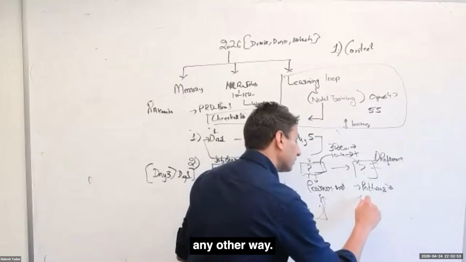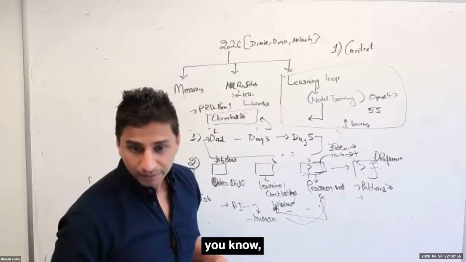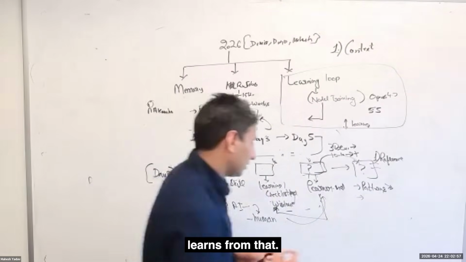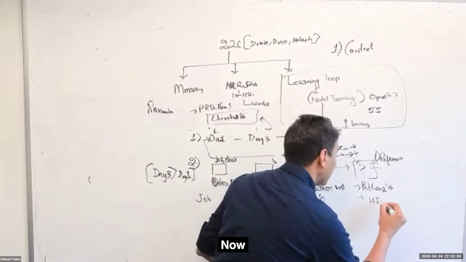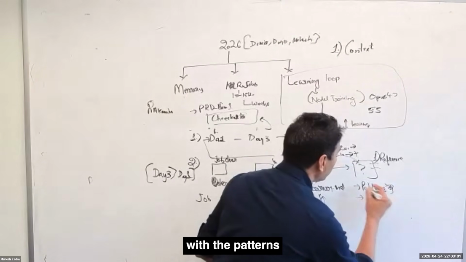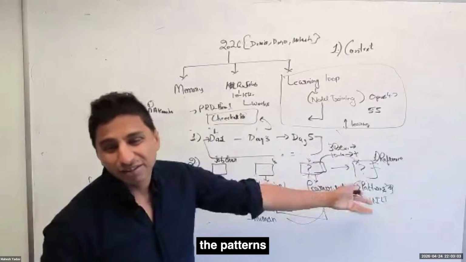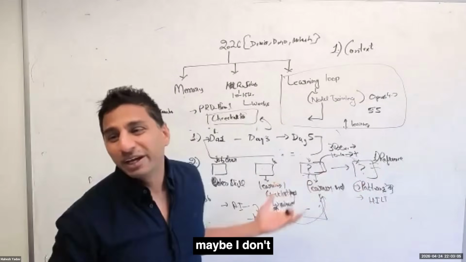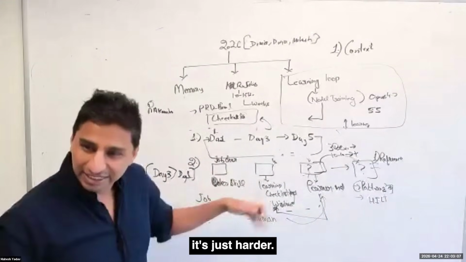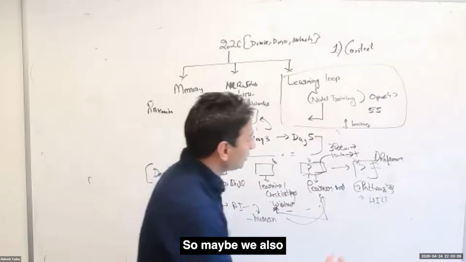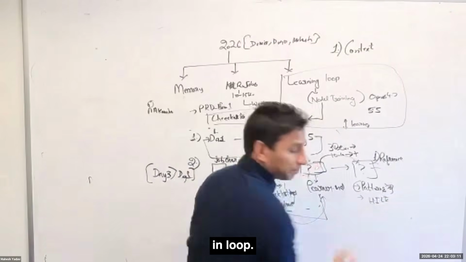Any other way? You also have a different human in the loop, and what if the conflicting agent learns feedback from that? Great. Now, the problem with the patterns is that if you look at 6 days, maybe I don't do that many reviews. It's just harder. So maybe we also bring a human in the loop.